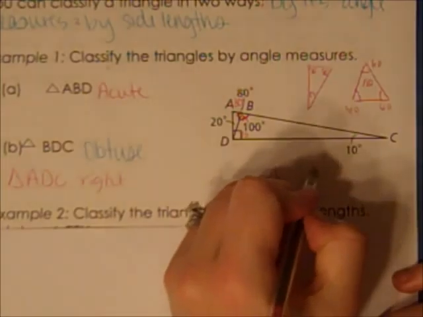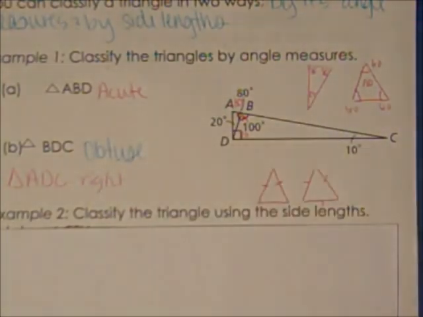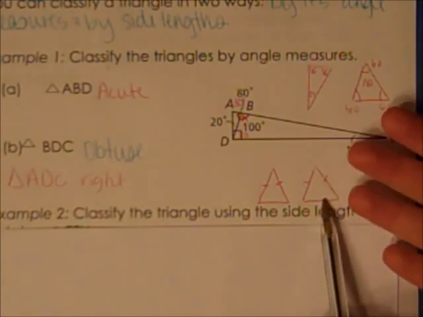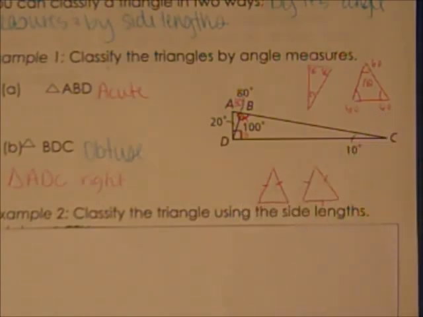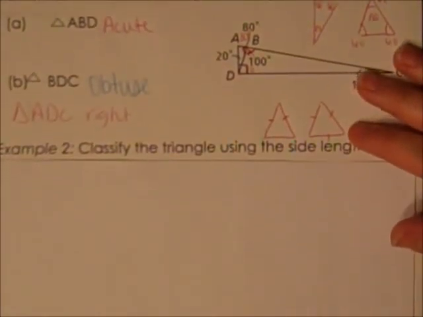So technically, every equilateral triangle is also isosceles because it has at least 2 congruent sides. We just like to be more specific and call this equilateral, where this is just plain old isosceles. But technically, this is isosceles and equilateral. So just be careful with that. That might come up later.